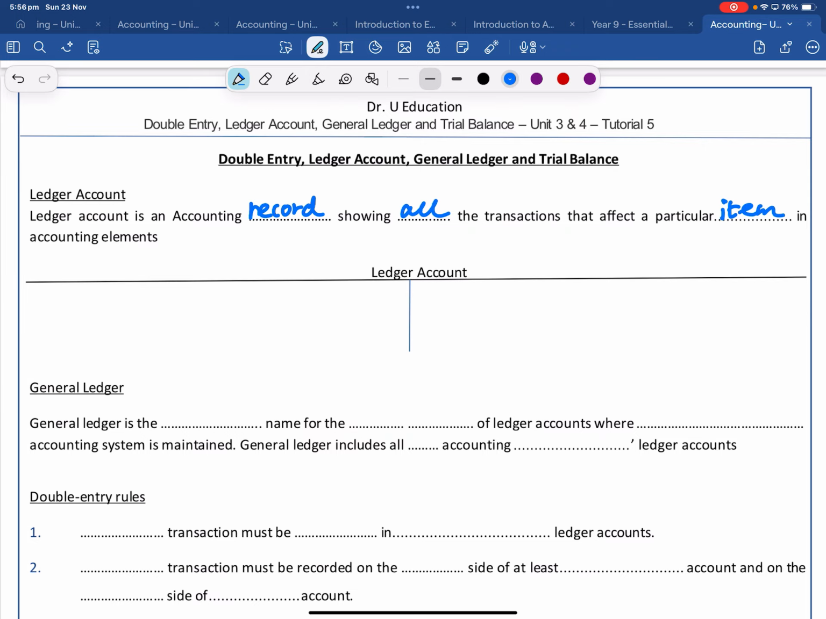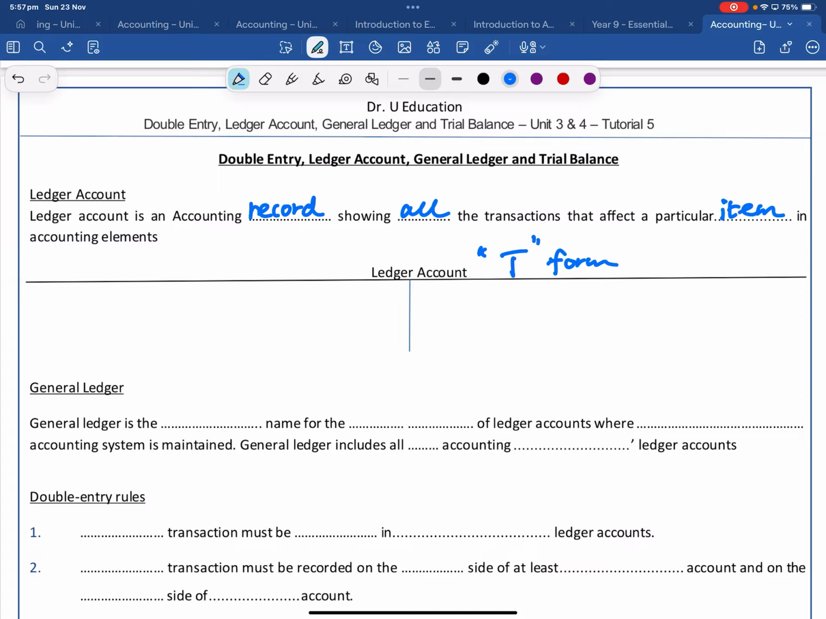Now see, this is a simple format of the ledger account. We call it T form. Why? Because this looks like a capital T. T form. So a ledger account is, guys, an accounting record.